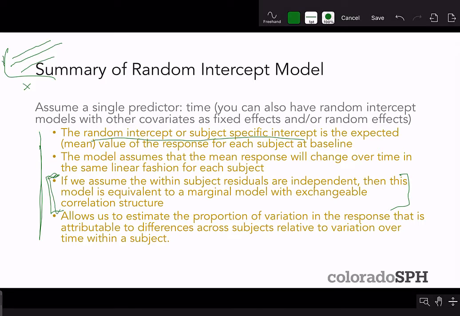And then this model also allows us to estimate the proportion of variation in the response that is attributable to the differences across subjects relative to the variation over time within a subject. And that can be useful for interpretation purposes.